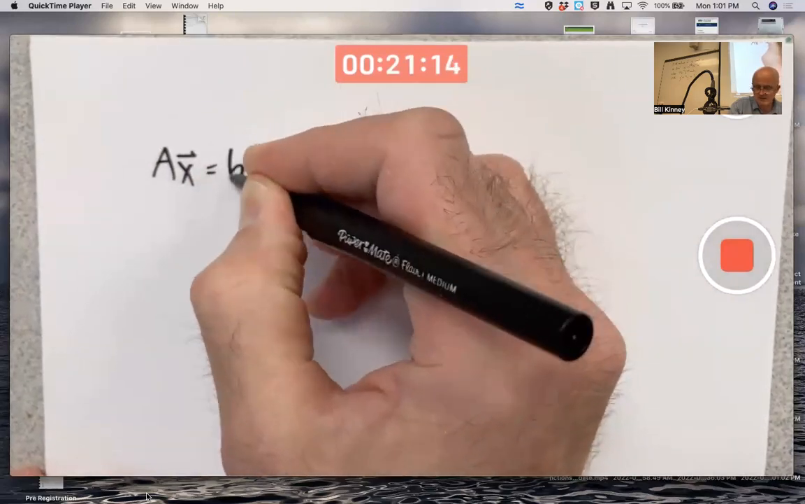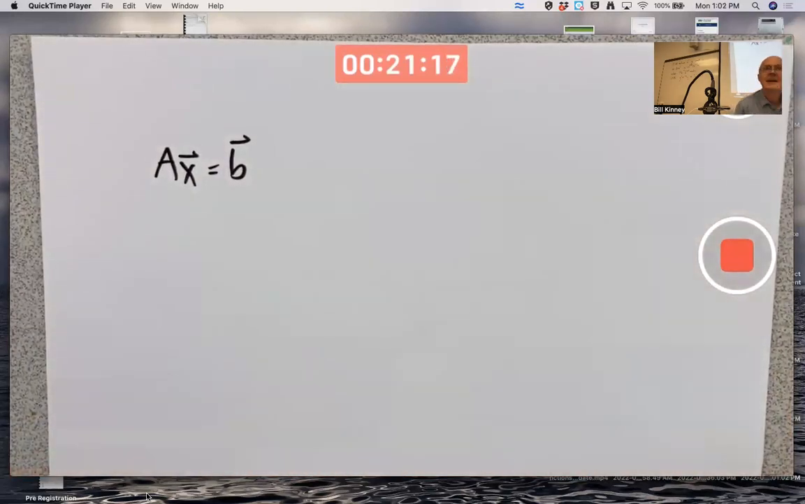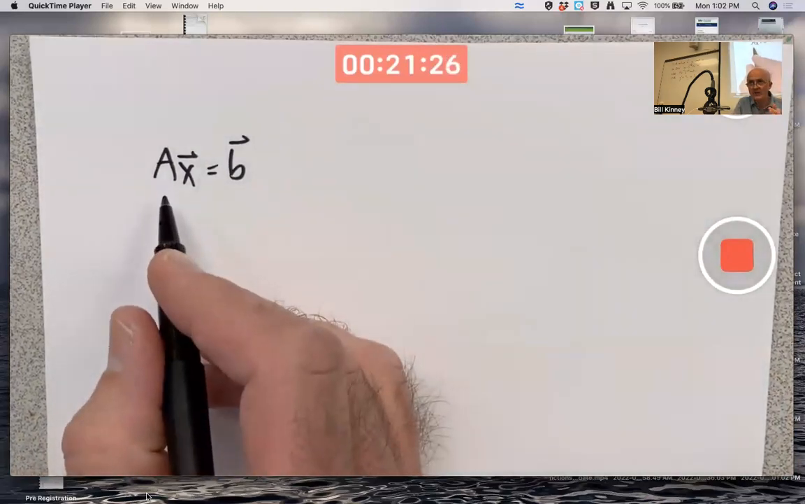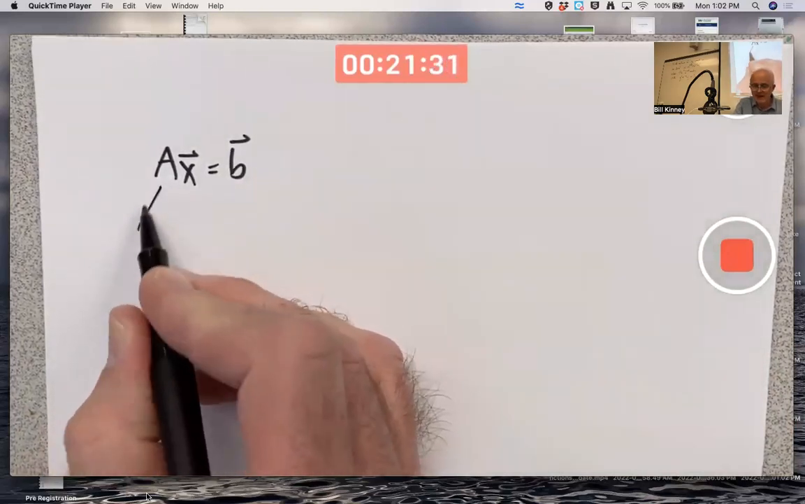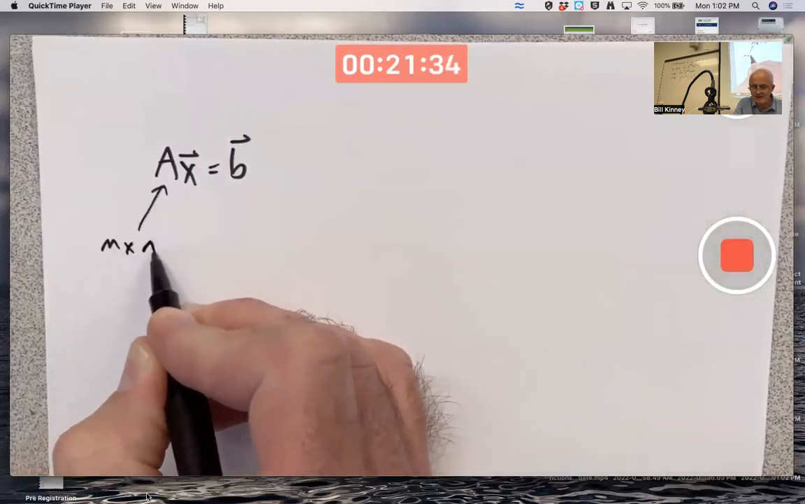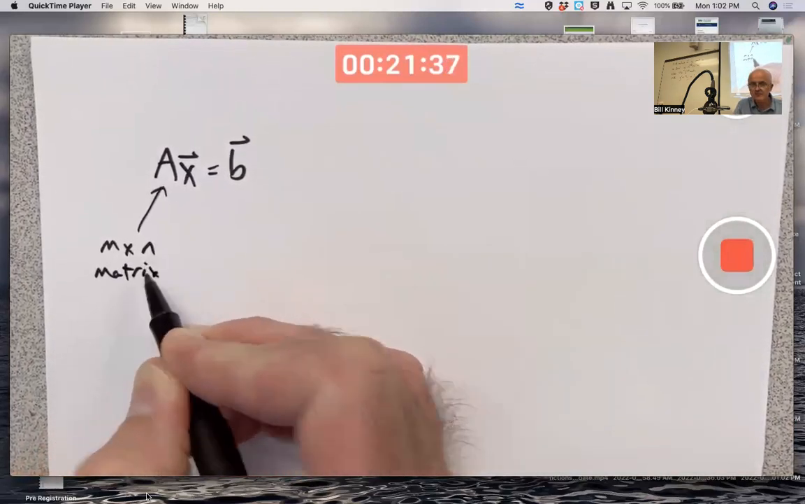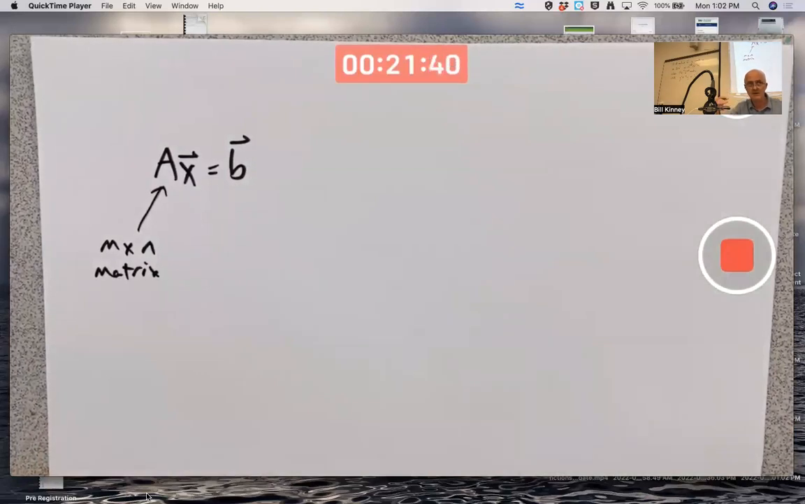AX equals B. If the system of linear equations has m equations and n unknowns, and A is the coefficient matrix for that system, meaning you're taking the numbers in the system and writing them down in a matrix, then A will be an m by n matrix. M rows go horizontal, left and right. You're counting how many of them there are, say m of them. N columns, okay?